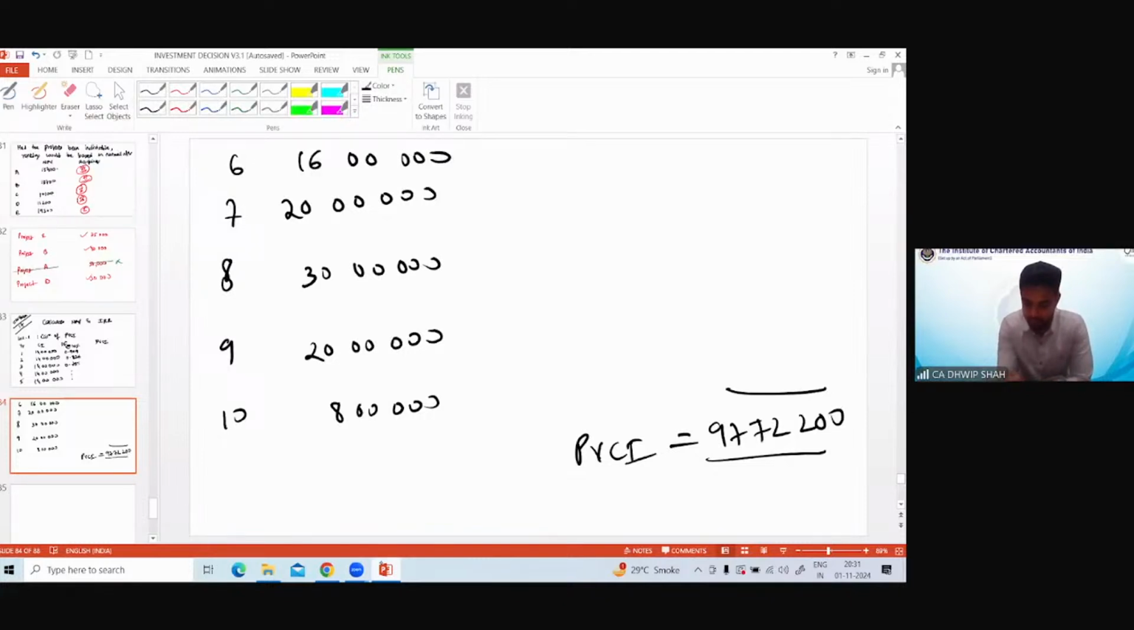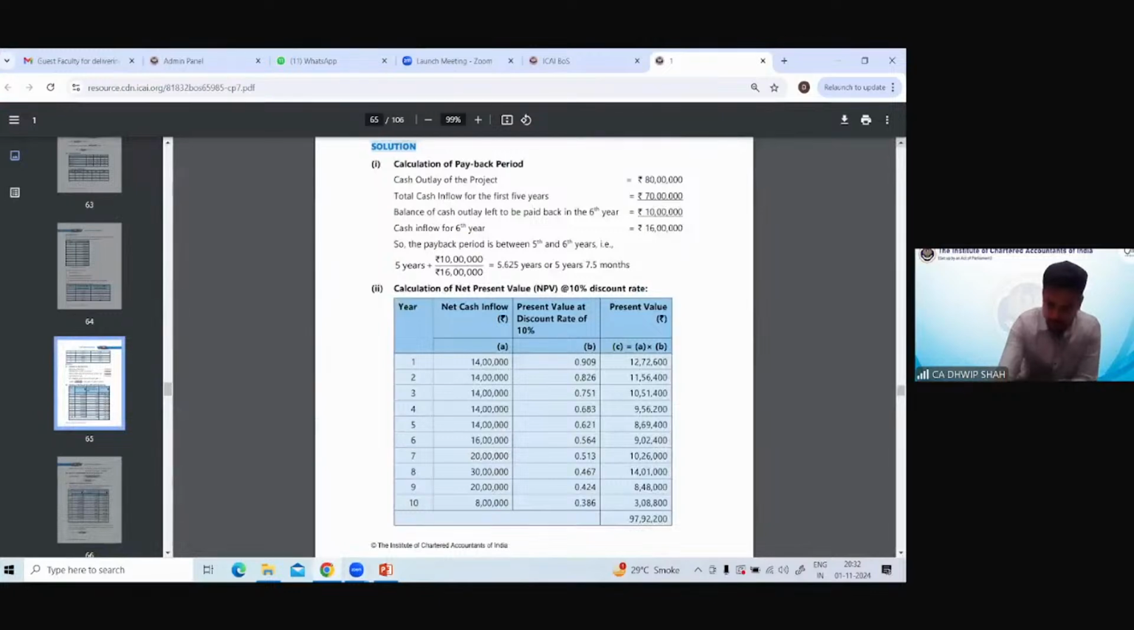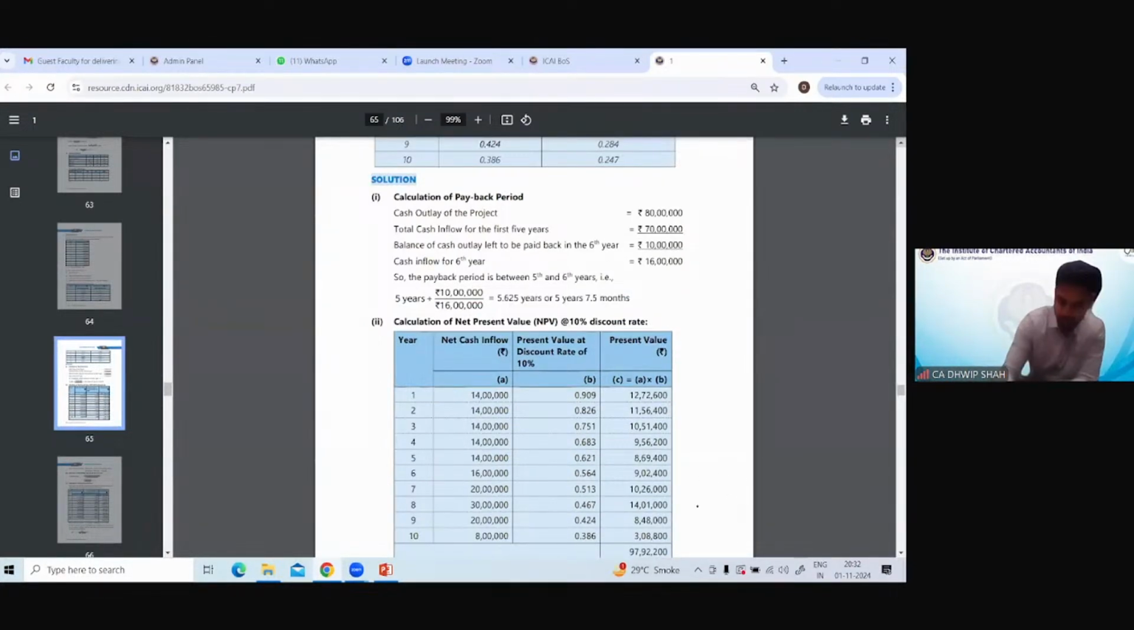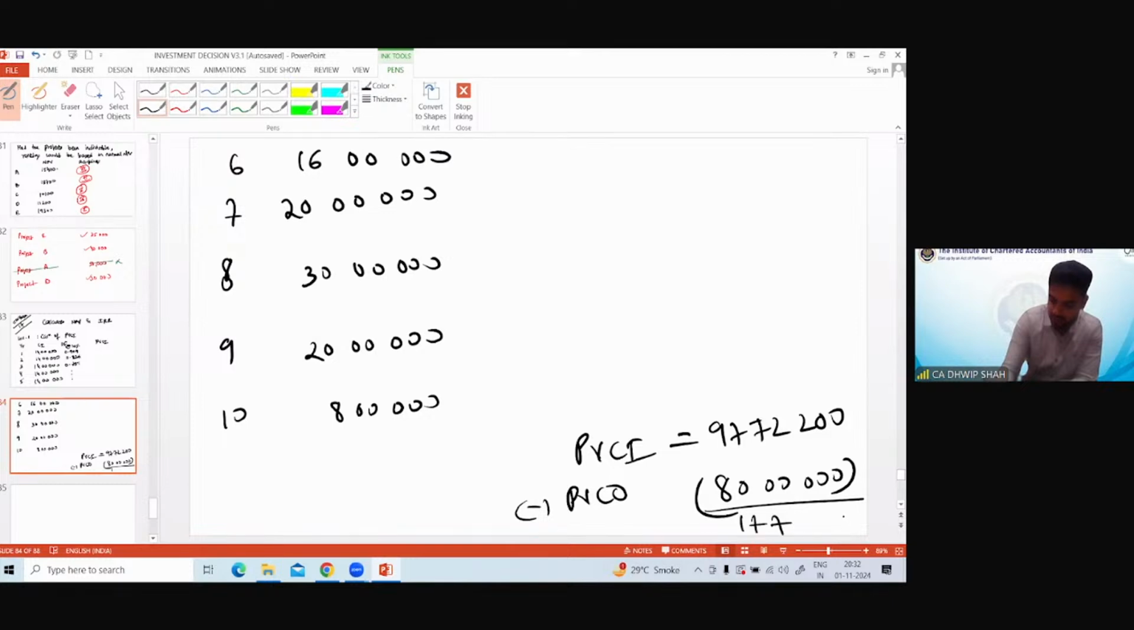So PVCI, everyone, 97,70,200, yes or no? Less PVCO, the project cost, which is 80 lakhs. When I say my NPV at 10% is positive, so as per the NPV technique, we should accept the project. 17,70,200. Since NPV is positive, we should accept the project.